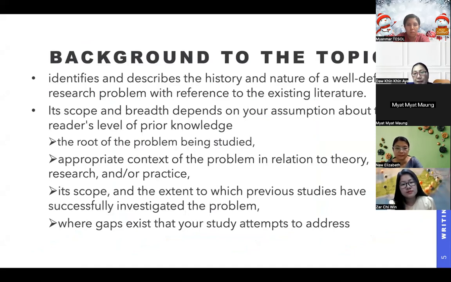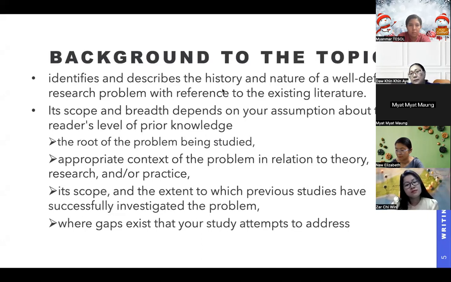Now let's look at the background to the topic. In this part, you identify and describe the history and nature of a well-defined research problem with reference to the existing literature. You may remember when I talked about the research problem statement, so it's all related. The scope and breadth depend on your assumption about the reader's level of prior knowledge as well. Here, let's say your research is on a certain research problem, but only in the context of your country.